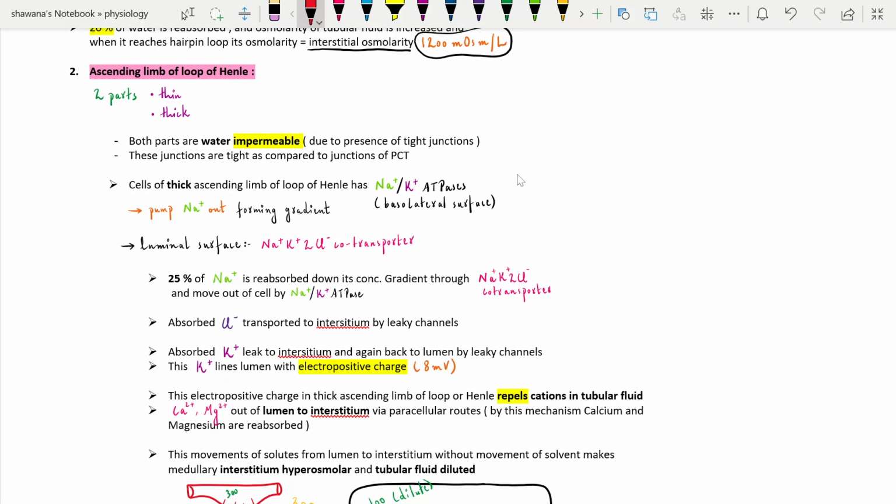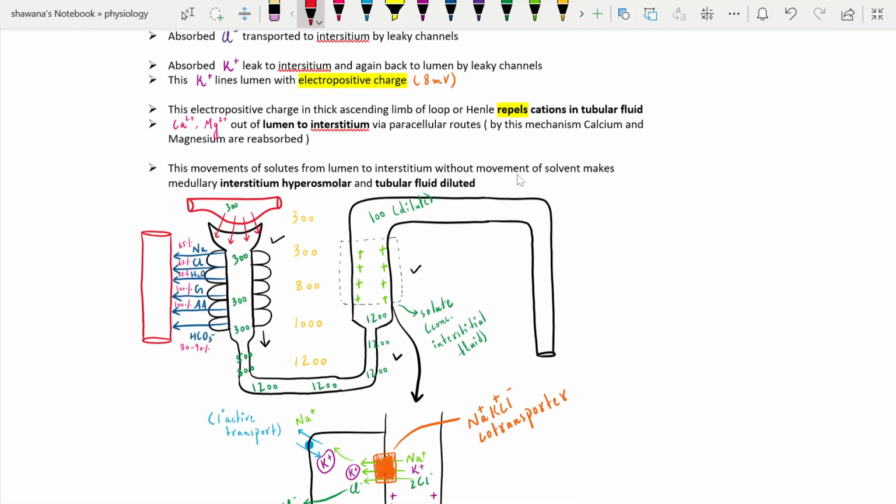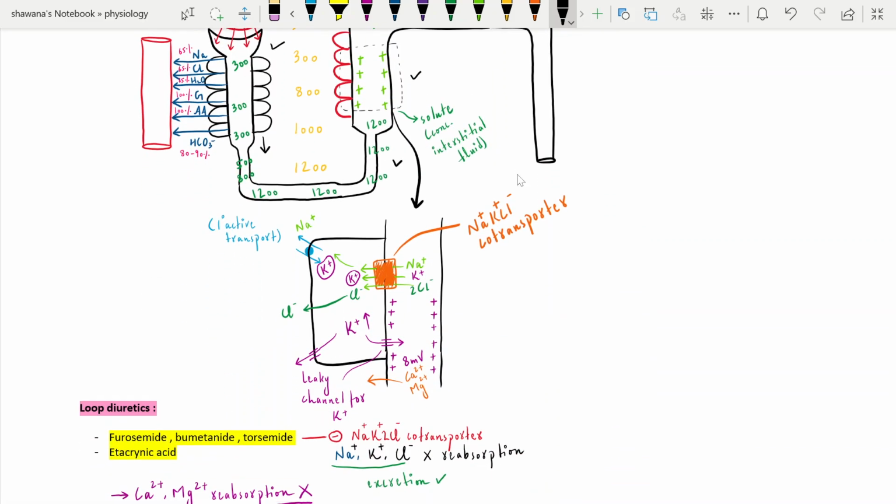It's very important. There are a lot of cells present here in the ascending limb, in the thick ascending limb to be more particular. We are now going to focus only on one cell, and I will show you how this cell functions and what kind of transporters are present in this cell. So let's discuss it, okay? First we will see the diagram and then we will read the text.